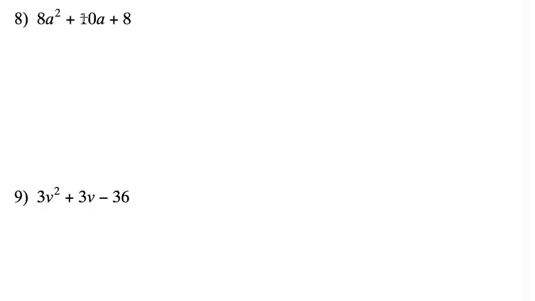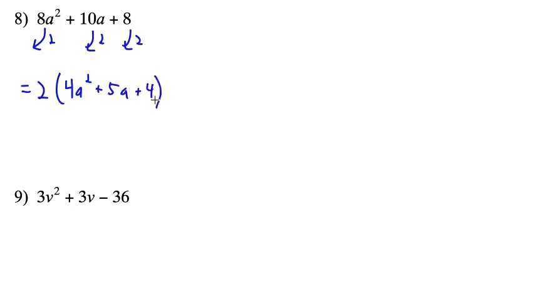When we look for common factors in number 8, we notice that each term is divisible by 2. So before we do anything else, let's go ahead and factor out that 2. 8a squared divided by 2 equals 4a squared. 10a divided by 2 equals 5a. 8 divided by 2 equals 4. Now we're wondering if this polynomial is also factorable, and we can continue factoring.